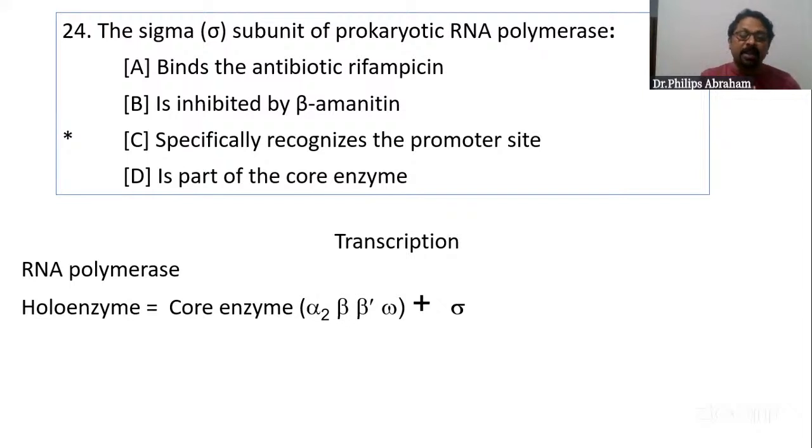Elongation process is done by core enzyme. Okay, that's the thing you should remember. And termination, it's not given here. Initiation by sigma, elongation by core enzyme, and termination by another protein called rho protein. Like sigma, we have another protein, rho protein. Please note that also.